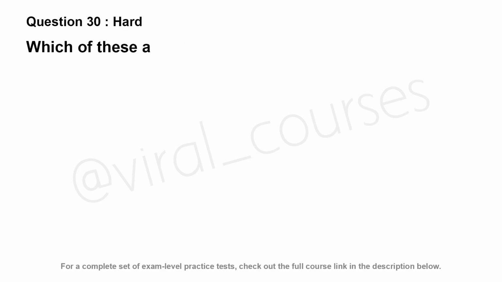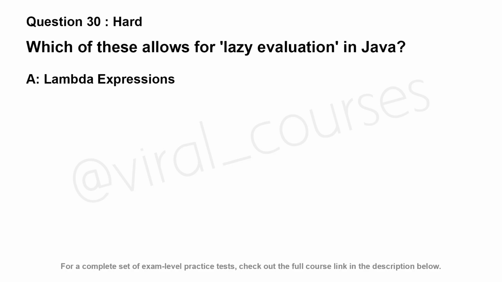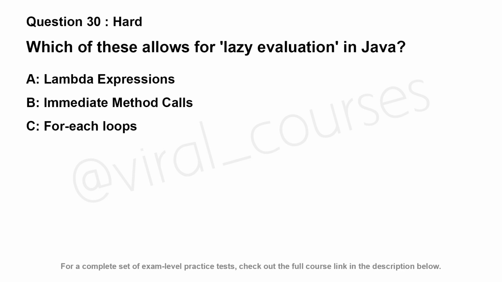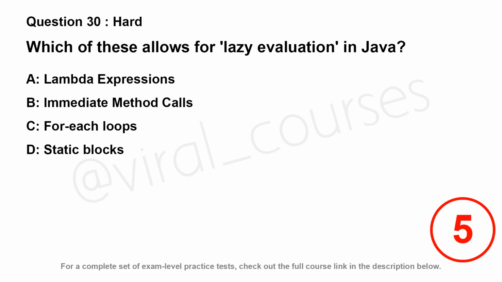Which of these allows for lazy evaluation in Java? Option A, lambda expressions. Option B, immediate method calls. Option C, for-each loops. Option D, static blocks.